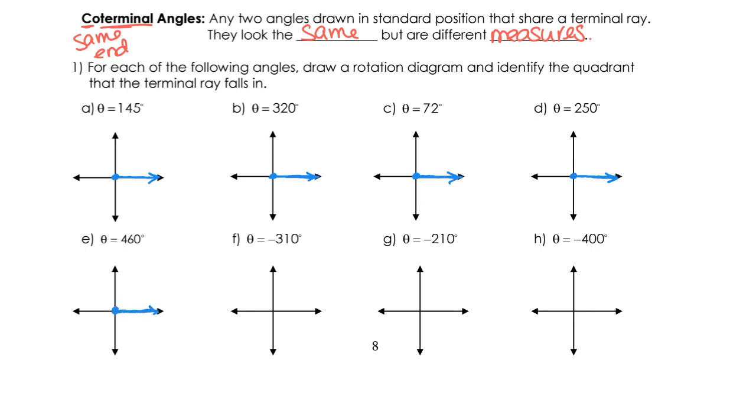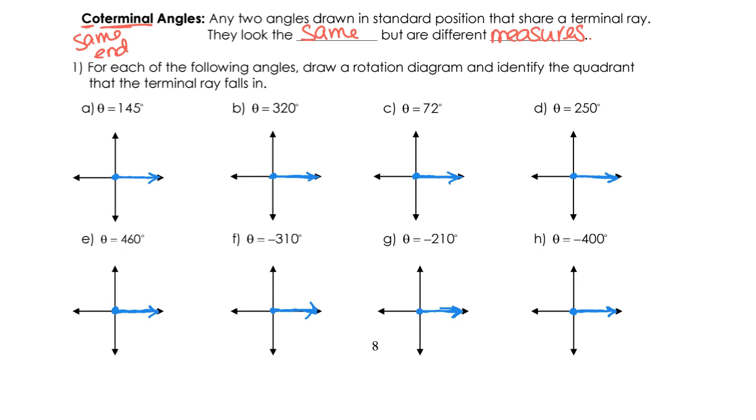What moves is the terminal ray, or the other side of our angle. But our angles always have their vertex at the origin, and this is the initial ray of them. Okay, all angles have 2 rays. So our first ray has been drawn.